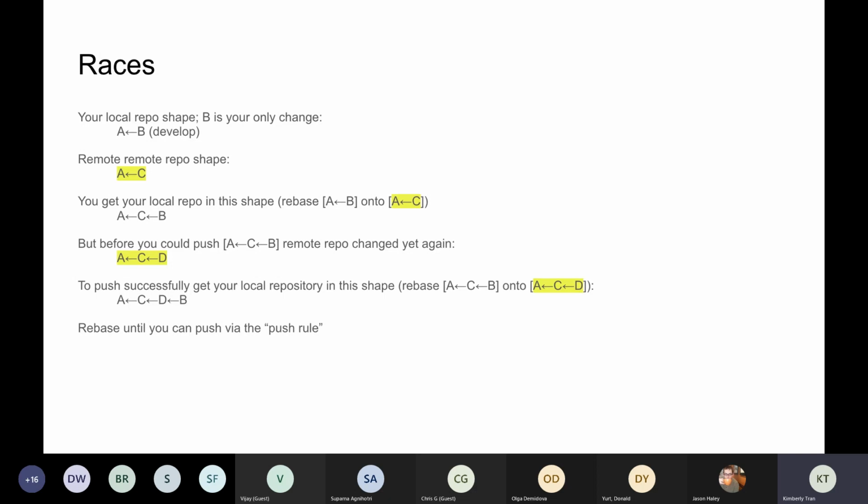Any questions about resolving races here? Because this can happen pretty often in larger teams, and it could cause a lot of confusion when your changes can't be committed.